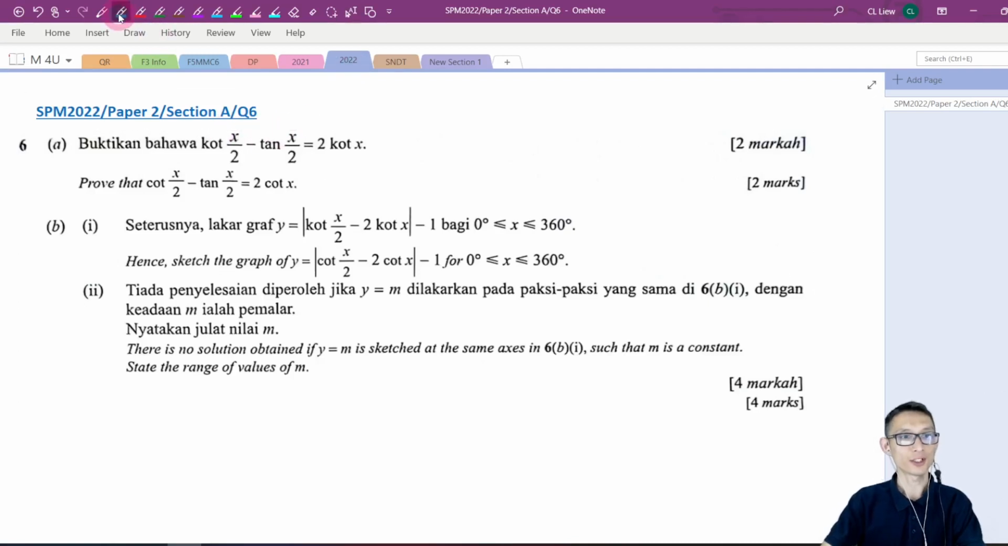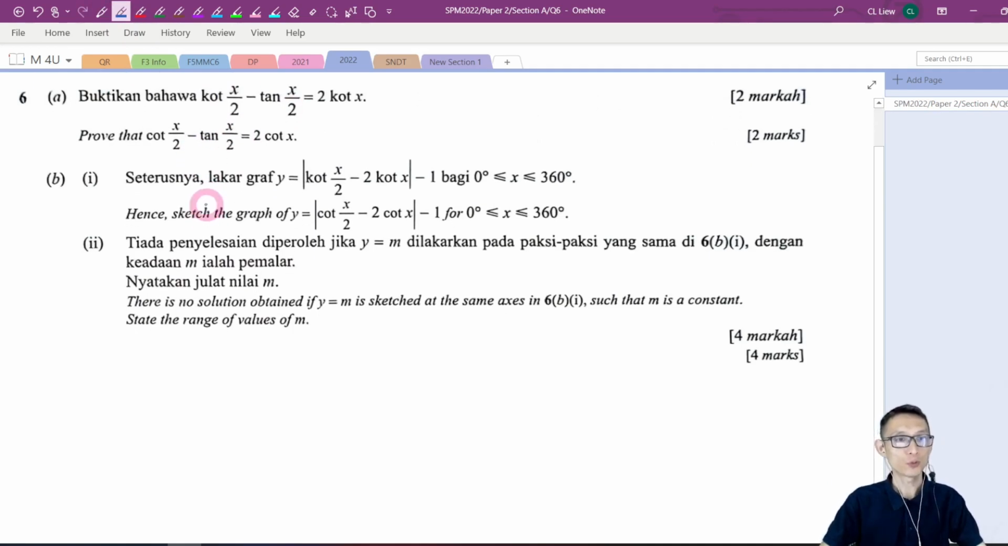Let's solve this question. This question is taken from SPM 2022, paper 2, section A, and it is from your Form 5 Add Maths, chapter 6, trigonometric function. Now let's look at part A. We want to prove that cotangent x over 2 minus tangent x over 2 is equal to cotangent x.